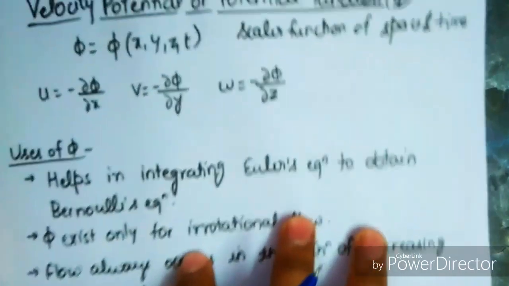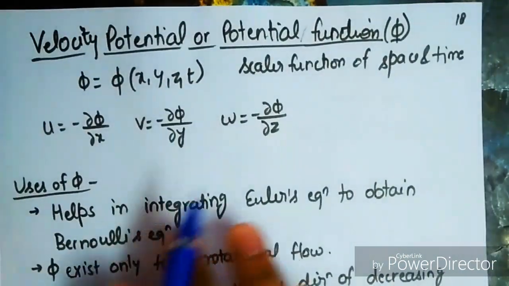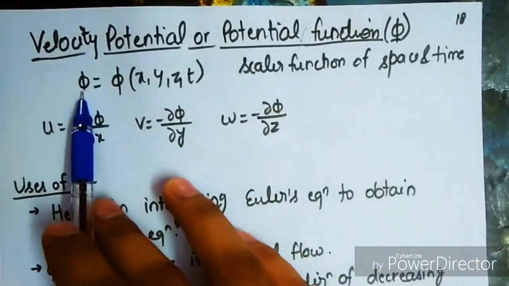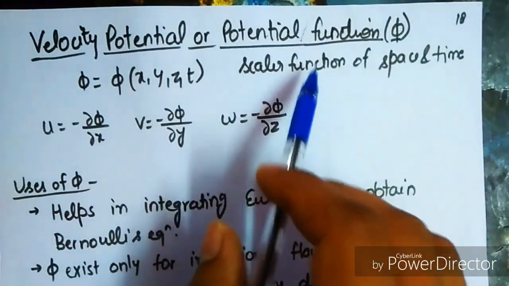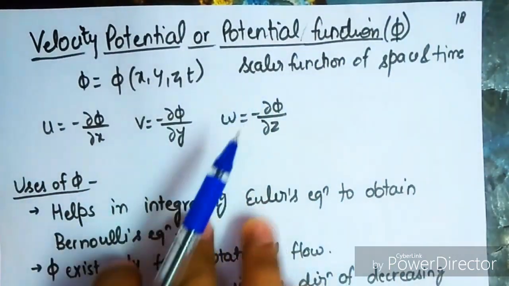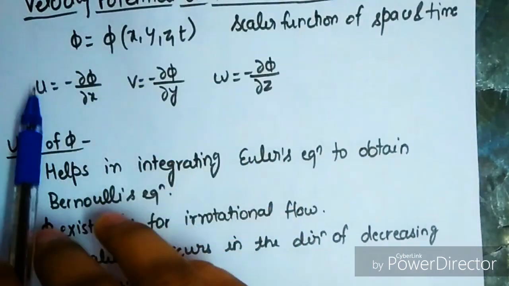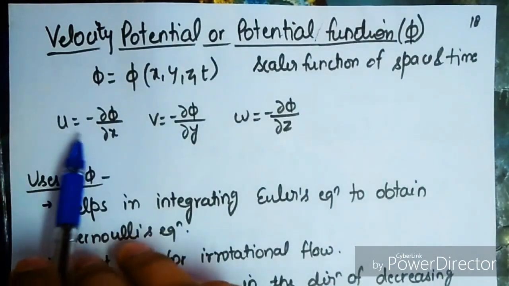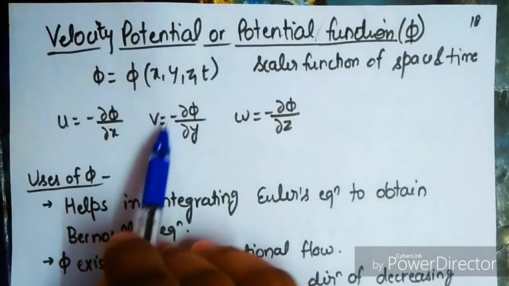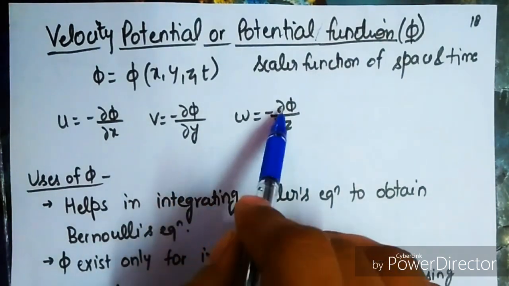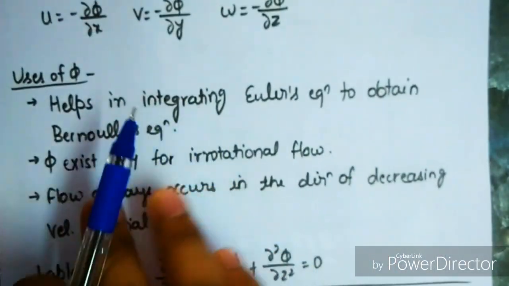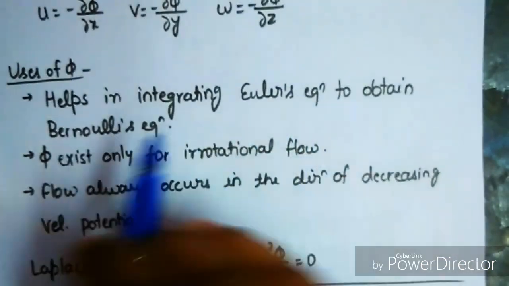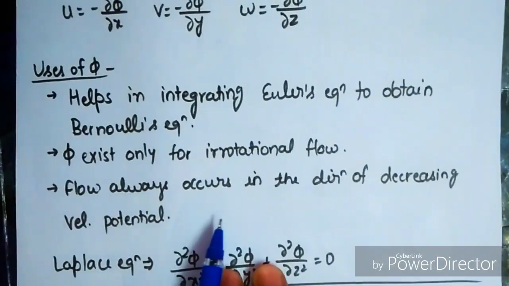Next topic is velocity potential and stream function under fluid kinematics. This is the velocity potential function of x, y, z and t. This is a scalar function of space and time. We can write it like this also: u equals minus del phi by del x, v equals minus del phi by del y, w equals minus del phi by del z. Now, the usage of this velocity potential is that it helps in integrating Euler's equation to obtain the Bernoulli equation.